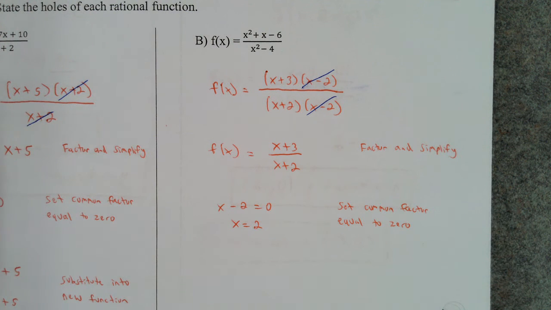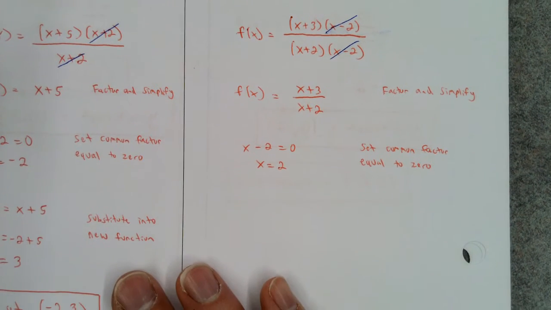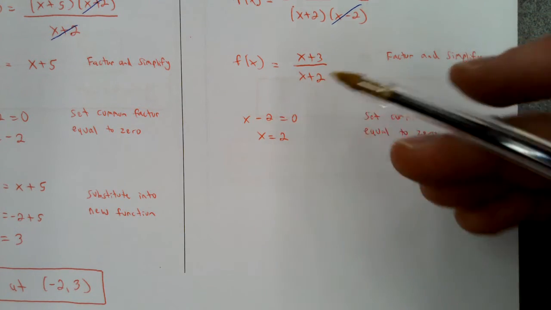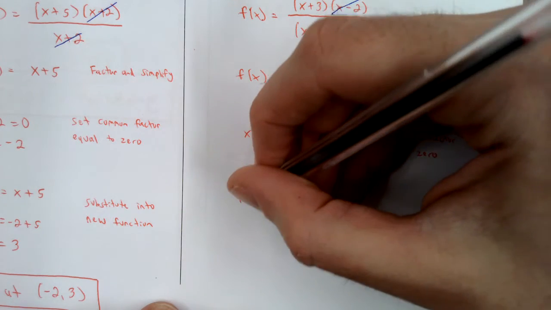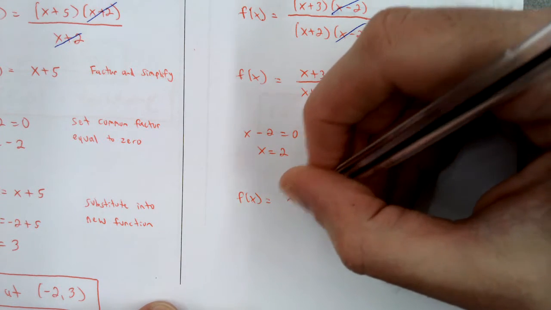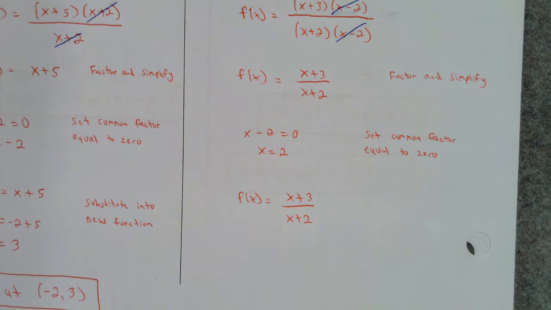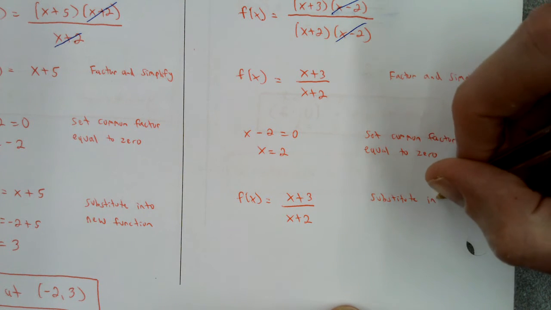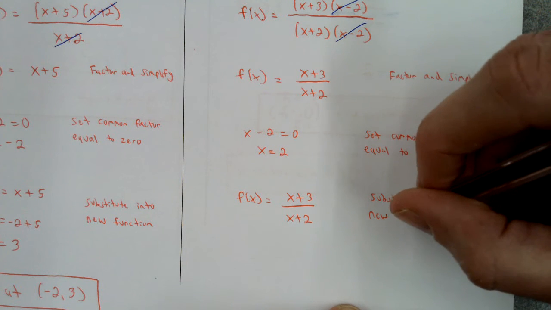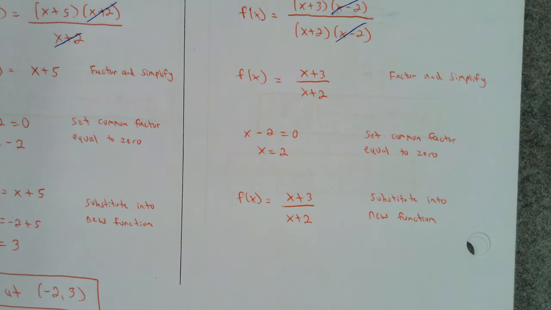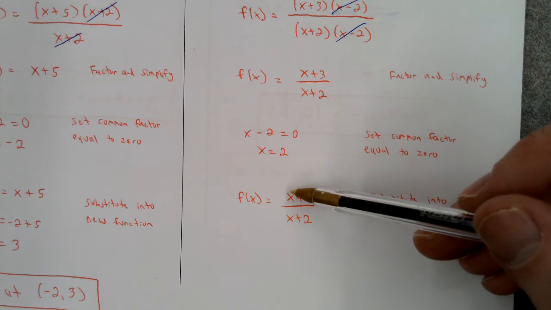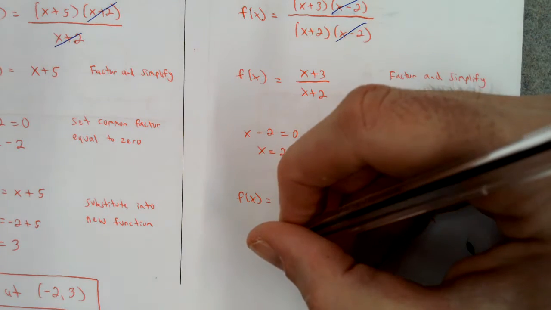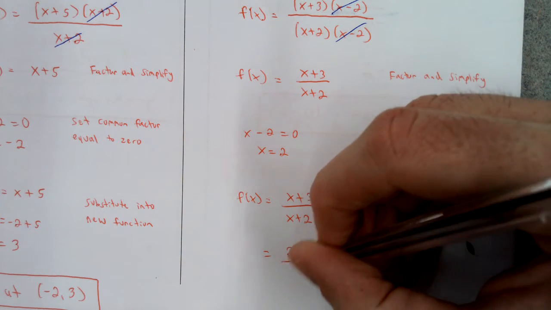Now we have to find the y value of the hole. So we're going to substitute into our new function. The new function is kind of messy still, x plus 3 over x plus 2, remember? Again, I'm going to jot down what I'm doing, substitute into new function. And you replace the x, if you recall, with the x value from the step above. So 2 plus 3 over 2 plus 2.